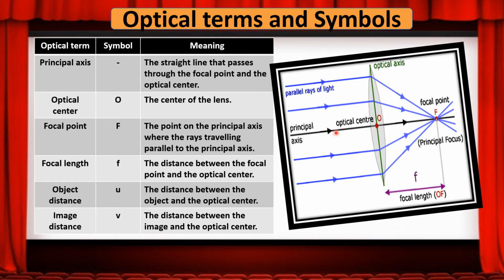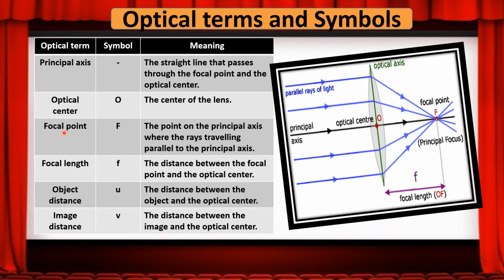Next, another word is optical center. Can everybody say optical center? What is the symbol? Letter O. This is the center of the lens. So this is our lens, and the center of the lens is called the optical center, with the symbol of capital letter O.